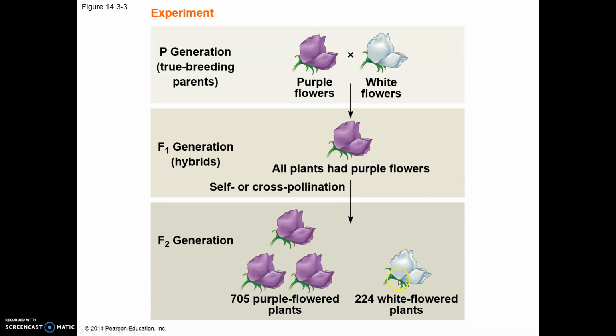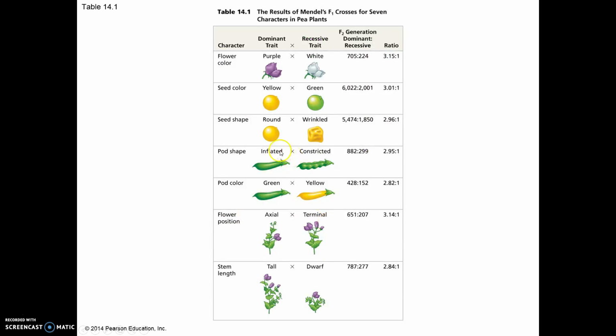So something is coming back. And it specifically happens in a 3-to-1 ratio. So here we have 705 to 224. So he did this with several different characters with multiple traits and always found the same thing. So here we have purple flowers versus white flowers. Here we have yellow seeds versus green seeds, round seeds versus wrinkled, and all these different characteristics.